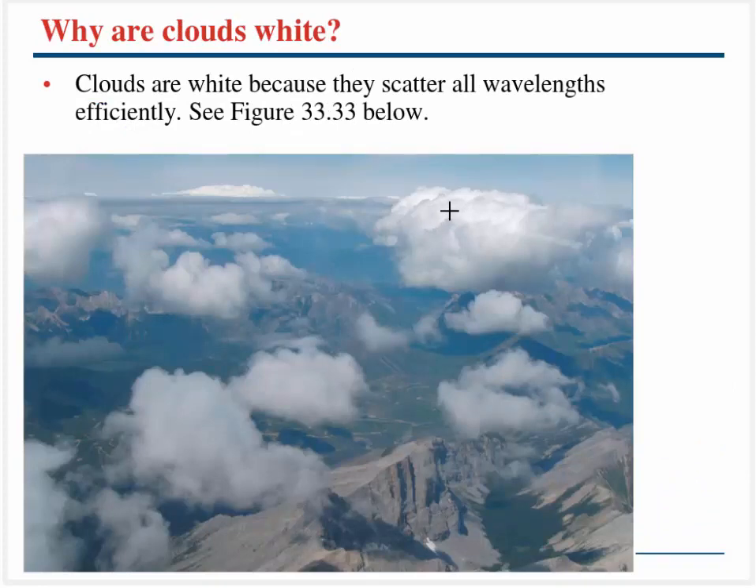Well, it turns out that cloud droplets are going to be much larger than the wavelength of light, so they're going to scatter all wavelengths very equally and very efficiently, and if we add all colors together, we're going to get the color white.